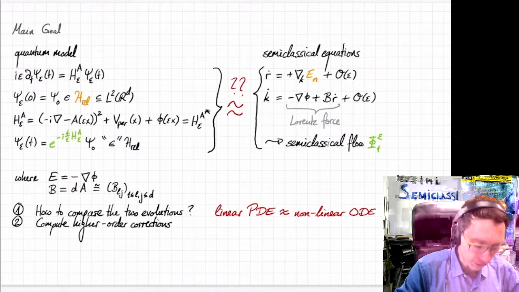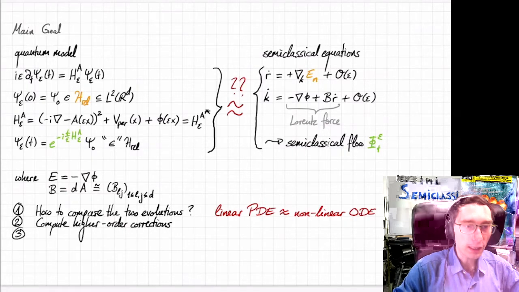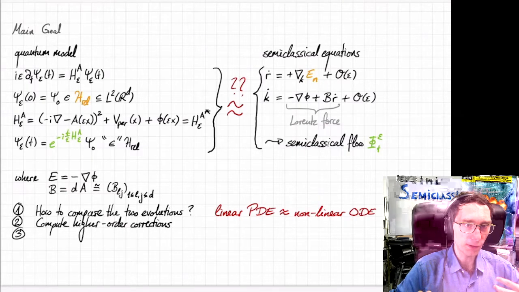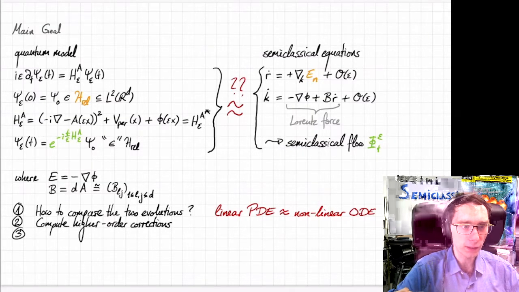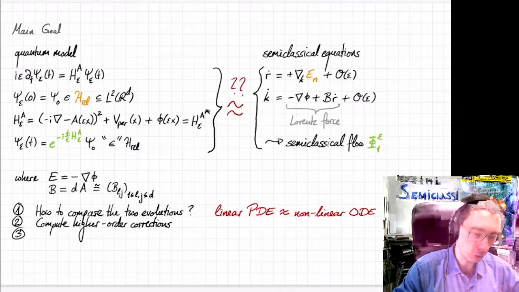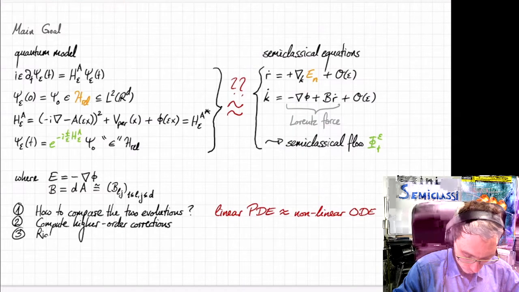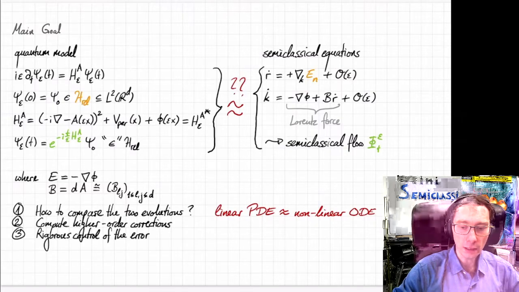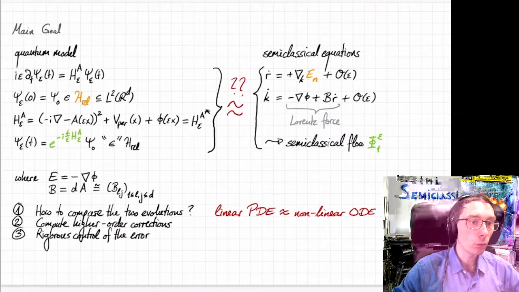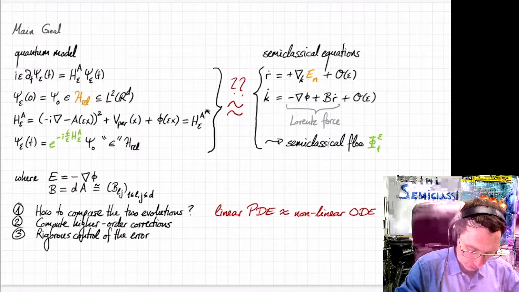Connected to that, of course, since this is supposed to be at the intersection of math and physics, we would like rigorous control of the remainder, or of the error if you want. And lastly, we also have to worry about the time scale of validity.